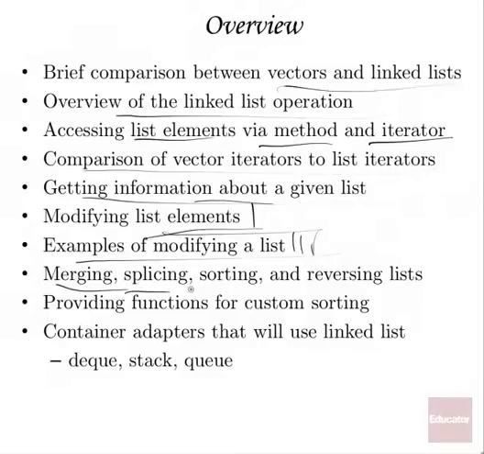We'll merge, splice, sort, and reverse a list. A list, like a vector, is a sequence container. So the sequence is important. And we'll provide some functions for custom sorting. You may not like the way the system sorts things. The system may not be able to sort your object without you giving it a custom sort routine. And a few other containers that use the linked list, container adapters, specifically the deque. It looks like DQ, but it's pronounced deck, stack, and queue.